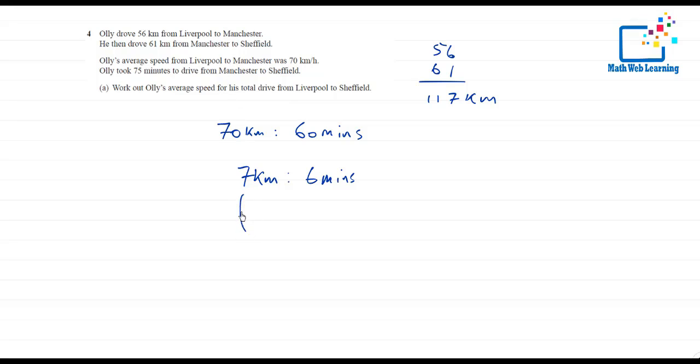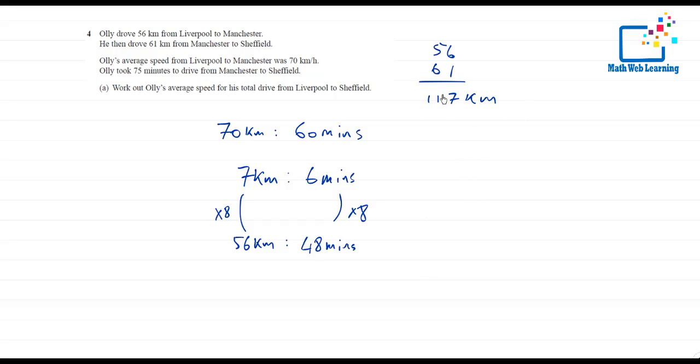So you can see 7 is a factor of 56, so I have to multiply by 8 to get 56 kilometers. That's the distance between Liverpool and Manchester. And you do the same thing here, you times by 8, and that gives you 48 minutes. So basically it took her 48 minutes to travel from Liverpool to Manchester. And we're also told that it took her 75 minutes to drive from Manchester to Sheffield. So let's add up those 2 times.